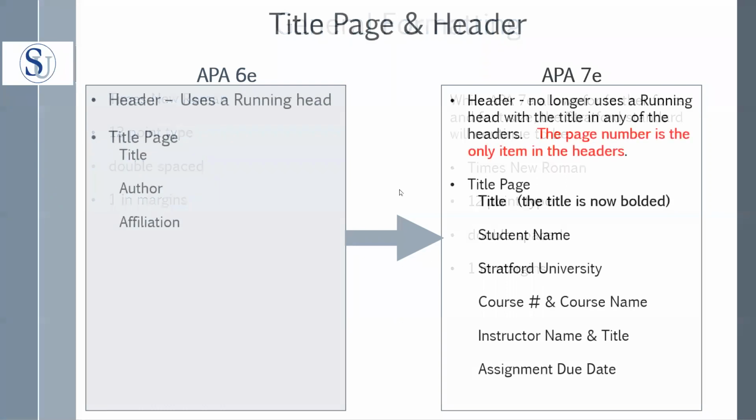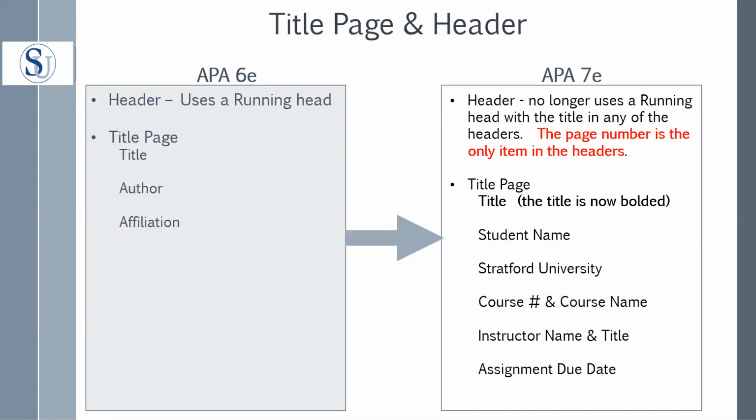So next, let's talk about the title page and the headers. Now, the biggest change has to do with the header. In APA 6th edition, the header contained the words running head, the title of the paper in caps, and the page number on the title page, and then the subsequent pages had the title of the paper and the page number in the header. Well, 7th edition has actually made this a little easier for students.